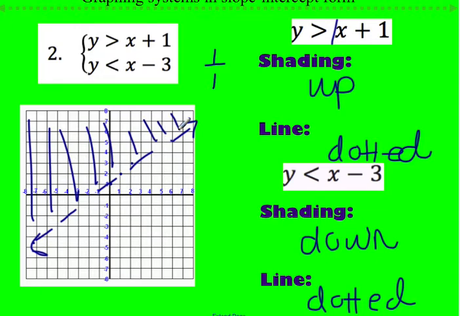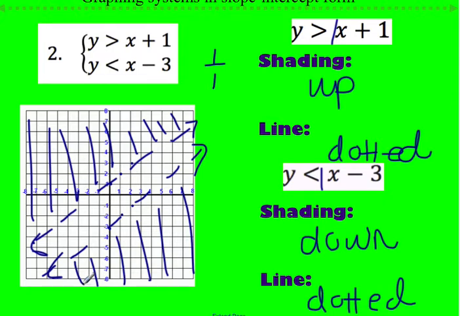Taking a look at that second line, I'm crossing the y-axis at -3. And then my slope again is 1, which is the same as 1 over 1. So I'm going up 1 over 1, up 1 over 1. And again, that's going to have a dashed line. And then I'm going to shade beneath that line.